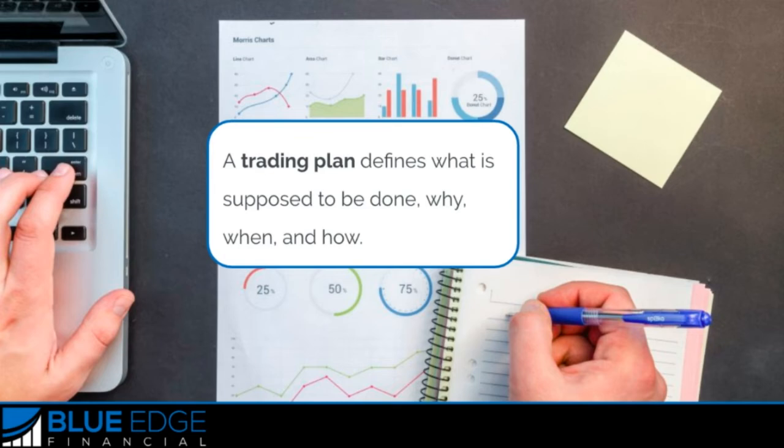Now, there's a difference between a trading plan, which we're going to cover in this module, and a trading system, which we're going to cover in a later module. These are the differences.